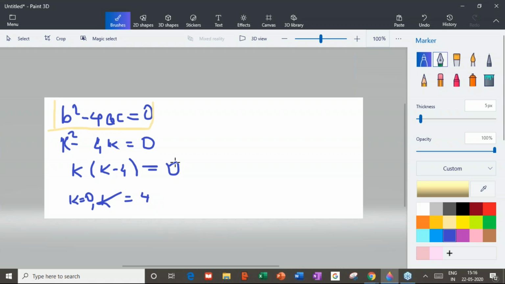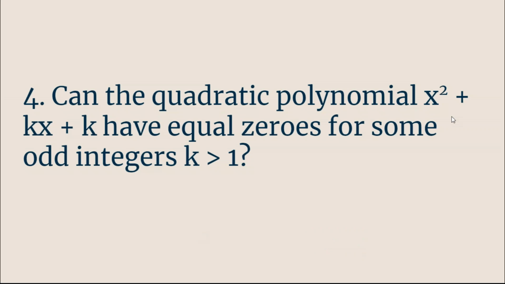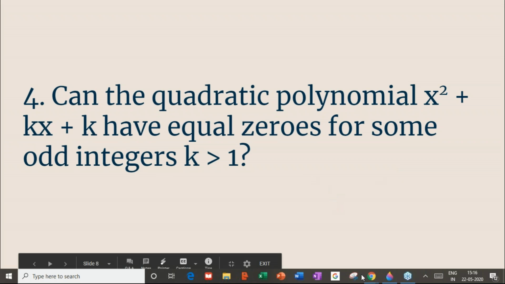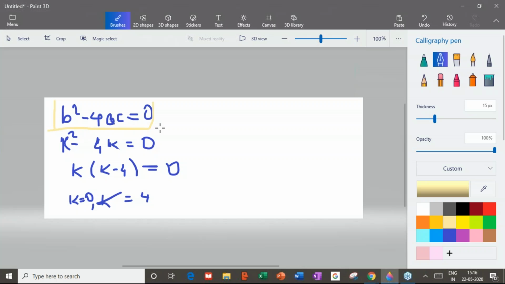Right. So when k is 1, obviously this equation won't be satisfied. And what is the question? For some odd integers greater than 1. Okay. So since only for 2 values this equation is satisfied, we can clearly say that for any integer k greater than 1, the zeros won't be equal, right?